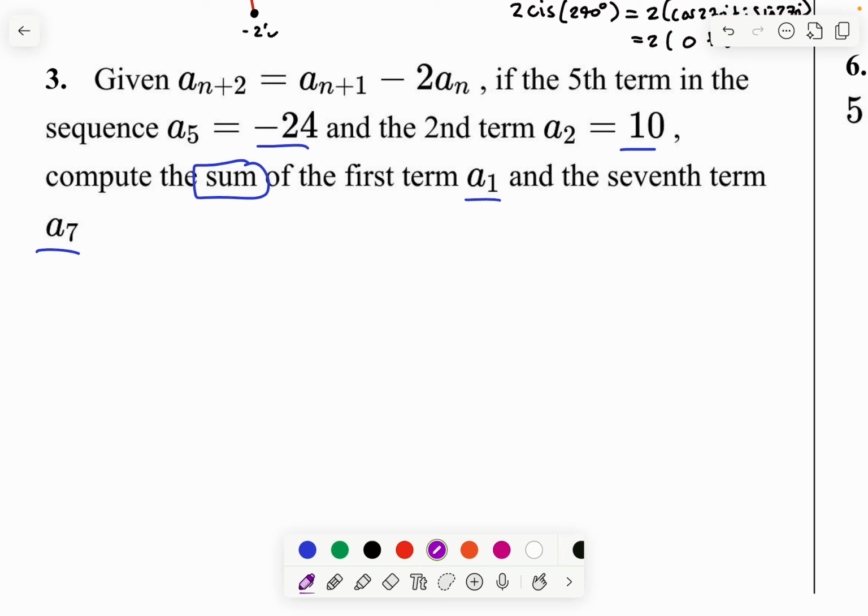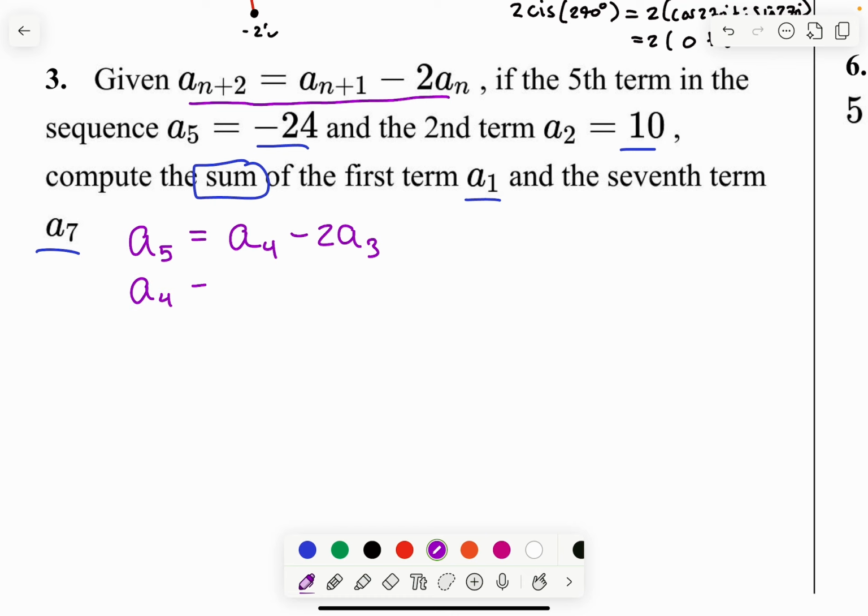If I know A5 and A2, then maybe I can write some relationship involving them. So I can utilize those numbers. So like using our recurrence relation, for example, I know that A5 has to equal the term before it, which is A4, minus 2 times the term before that, which is A3. And if I want to get A2 involved, I might try writing it one level down.